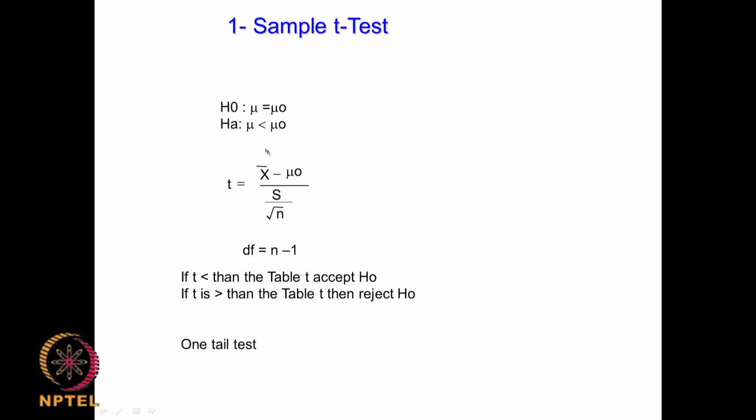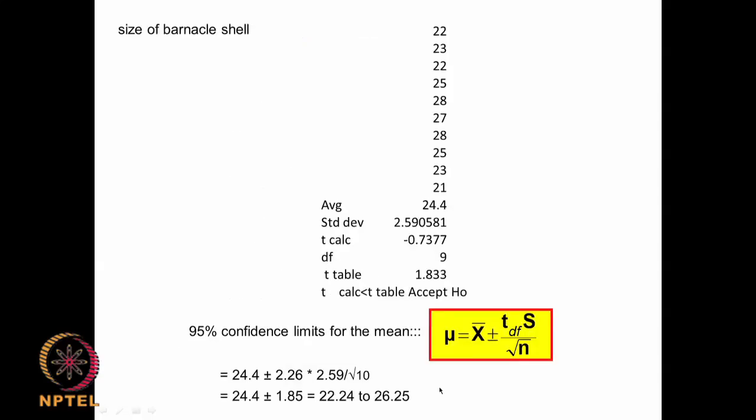If the T which we calculate is less than the table T, there is a table T for different degrees of freedom, then accept H naught. If T is greater than the table T, then reject H naught. Of course, we are using a one tail test. Okay.